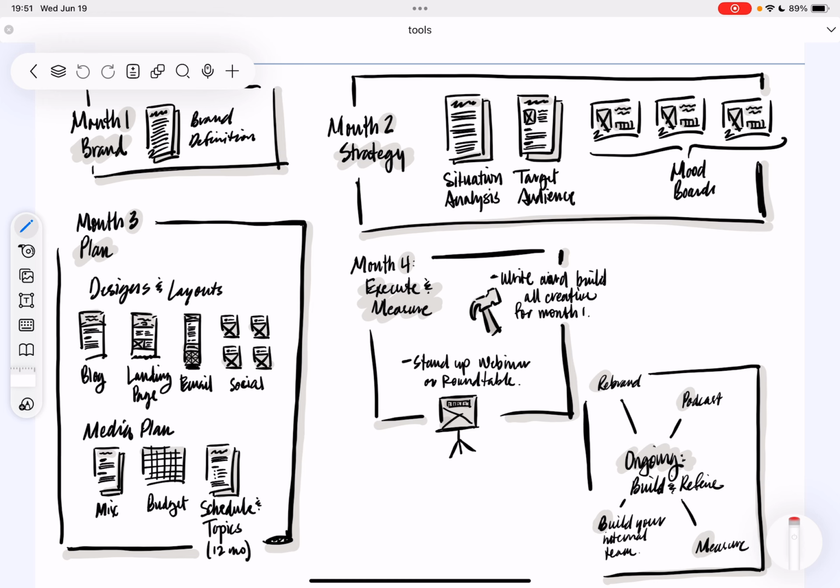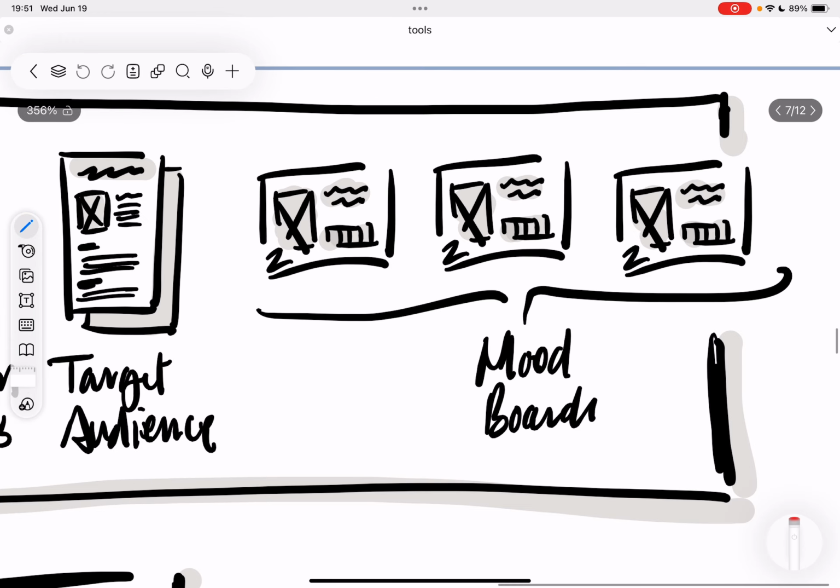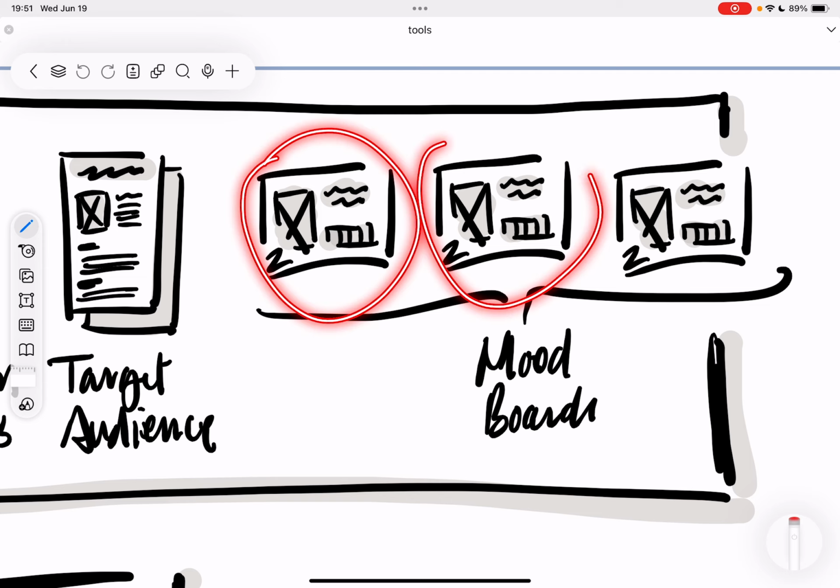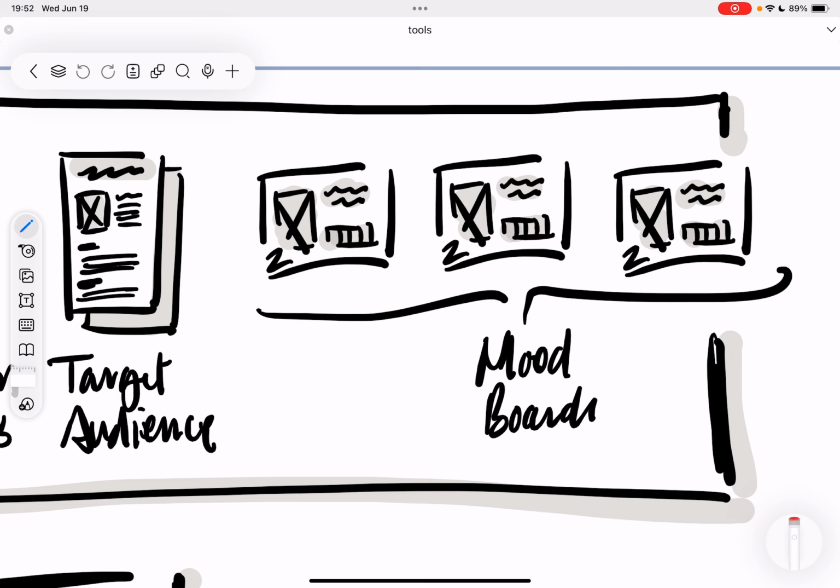After that, we have the mood boards. And mood boards are pretty simple. What we do is we take your personality traits and the work that we've done up until now, and we make some mood boards. And these mood boards, let's say there's three. Let's say you make three.